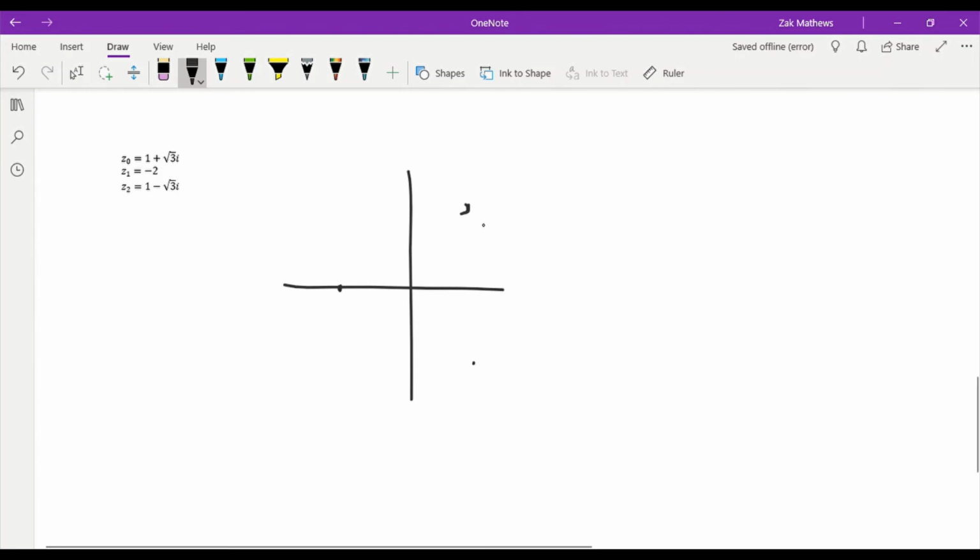So what we should see about all three of these points, especially if I was a better drawer, is they're all equidistant from each other. And I mean that in two ways. They're equidistant along their arcs, and they're also equidistant from the center, from the origin.